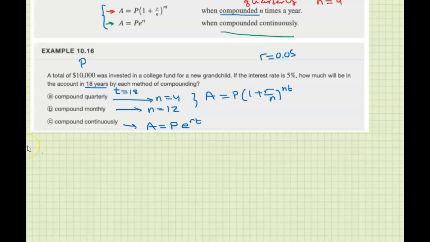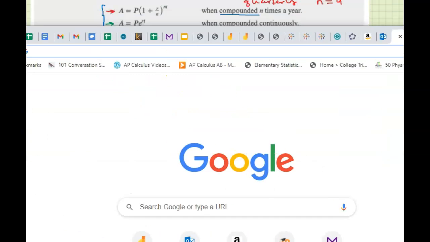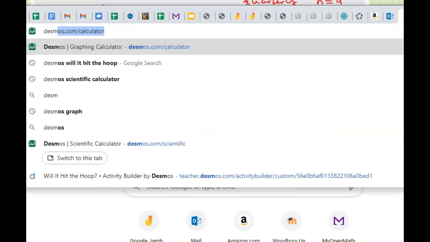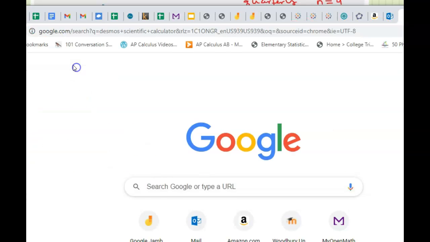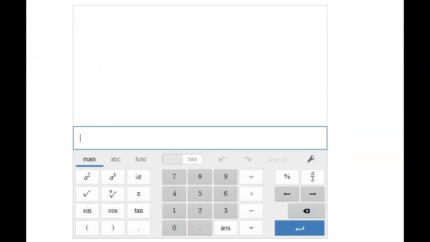All right, so let's do A. The amount at the end of 18 years is going to be the $10,000 that's put in, times 1 plus R over N, so 0.05 divided by 4, to the 4T, 4 times 18. Basically, you plug this into the calculator. Let me show you a good calculator online. Desmos scientific calculator is a good one. You can use Google Calculator too, but I like the Desmos one.